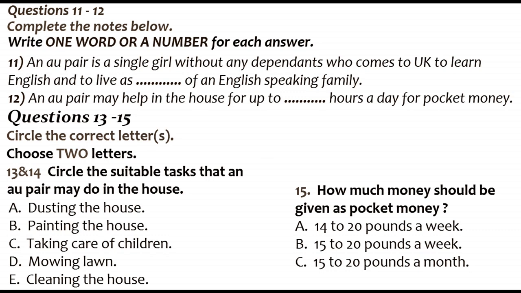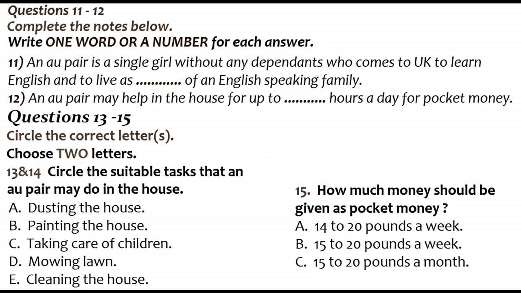What is an au pair? An au pair is a single girl without any dependents who comes to the UK to learn English and to live as part of an English-speaking family. She is not a domestic servant, but may help in the house for up to 5 hours a day for pocket money. Suitable tasks would be light housework and taking care of children.